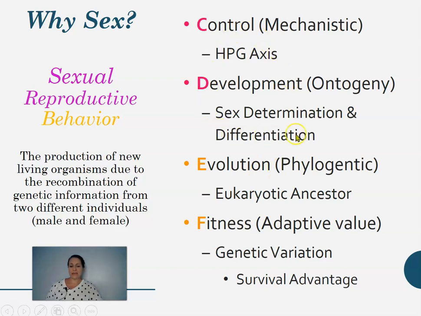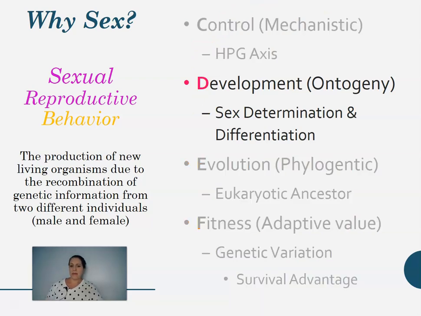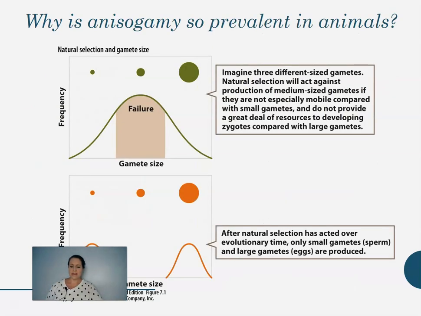And for the last week, we've been focused on the more proximate mechanisms for sexual reproduction, specifically looking at the developmental or ontogenetic reasons why animals are sexual within their reproduction. And we're going to continue on with our conversations to understand a bit more about how the two sexes developed.